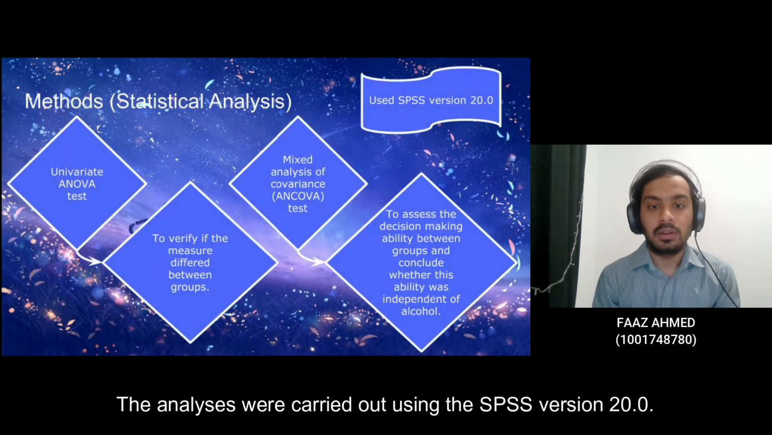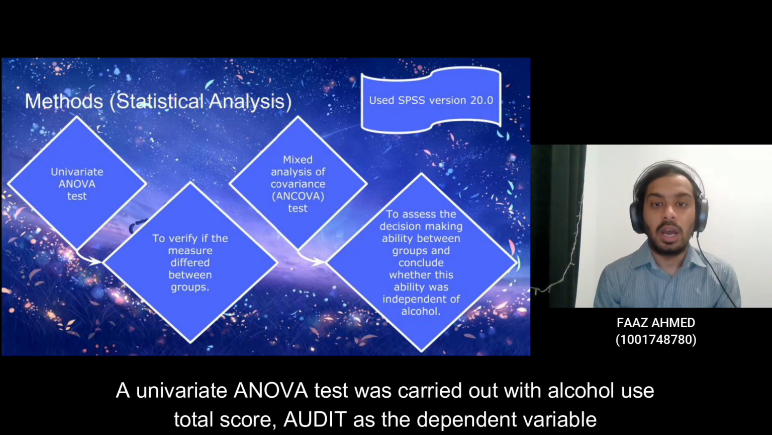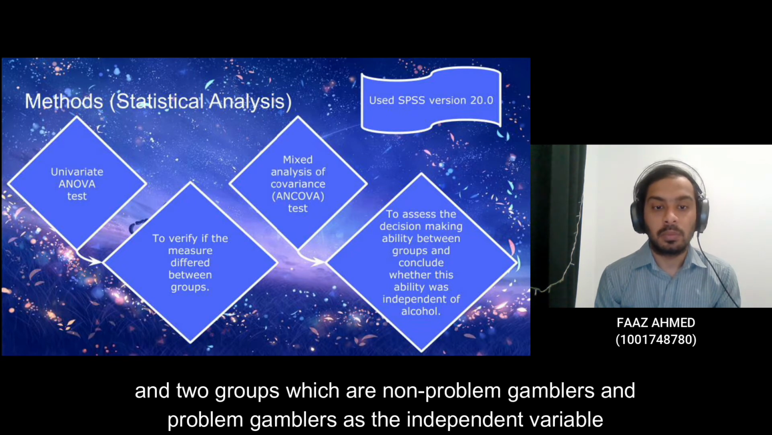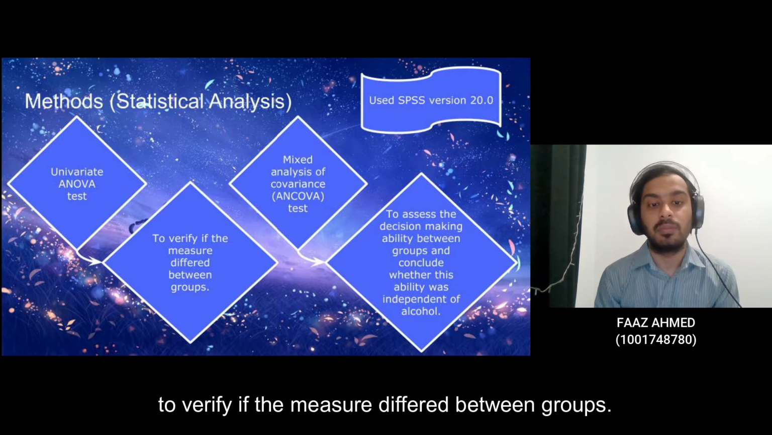The analysis was carried out using SPSS version 20.0. A univariate ANOVA test was carried out with the alcohol use total score, AUDIT, as the dependent variable and two groups, which are non-problem gamblers and problem gamblers, as the independent variable to verify if the measure differed between groups.